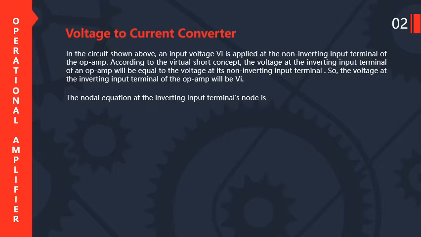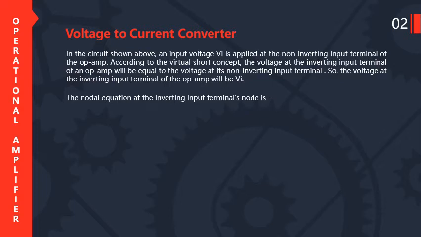So the input voltage Vi is applied to the non-inverting input terminal of the operational amplifier. According to the virtual short concept, the voltage at the inverting input terminal of an operational amplifier will be equal to the voltage at its non-inverting input terminal. So, the voltage at the inverting input terminal of the operational amplifier will be Vi.